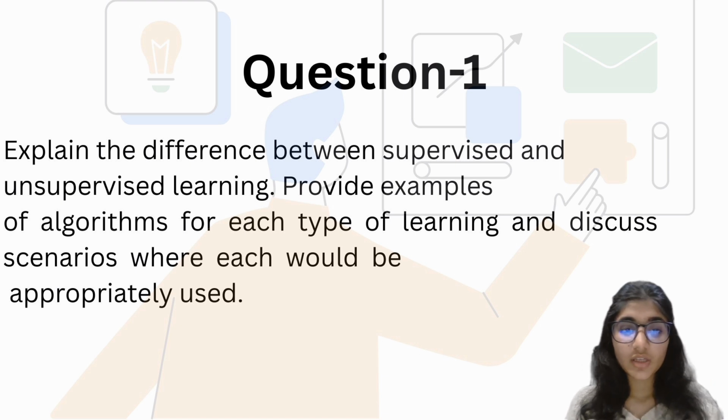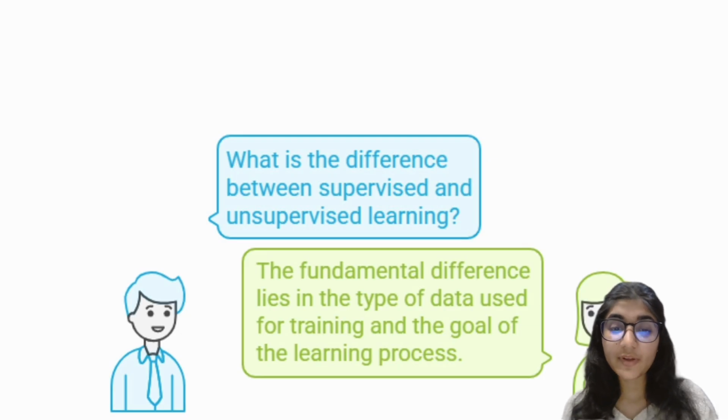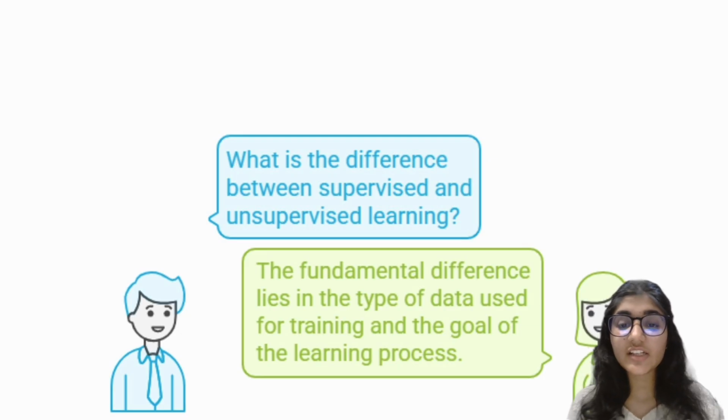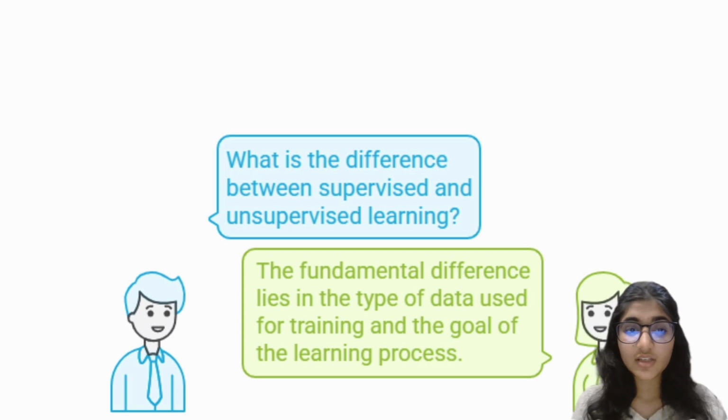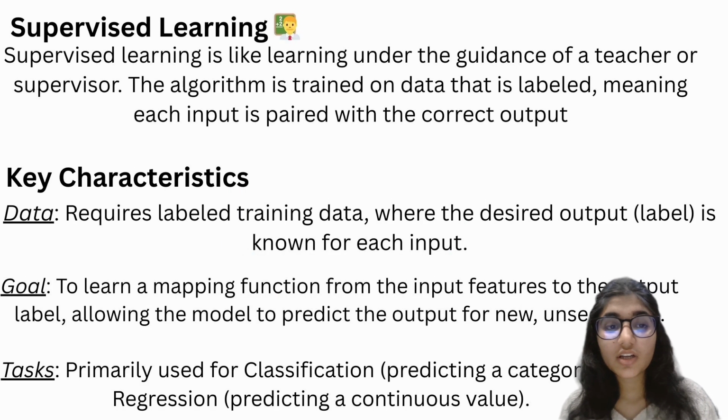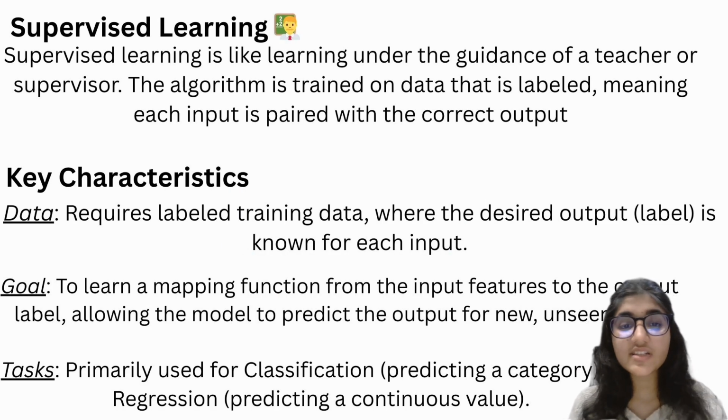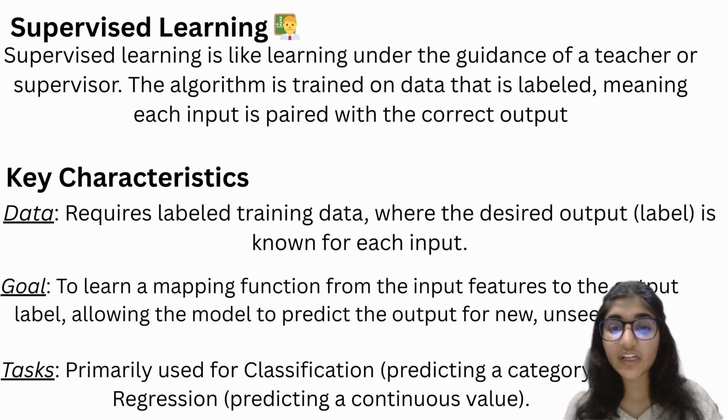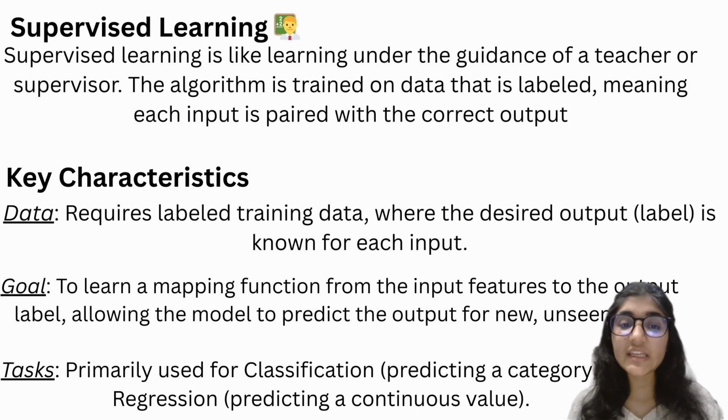appropriately used. So, the fundamental difference lies in the type of data used for training and the goal of the learning process. So we'll look at supervised learning first. Supervised learning is like learning under the guidance of a teacher or supervisor. The algorithm is trained on data that is labeled, meaning each input is paired with the correct output.